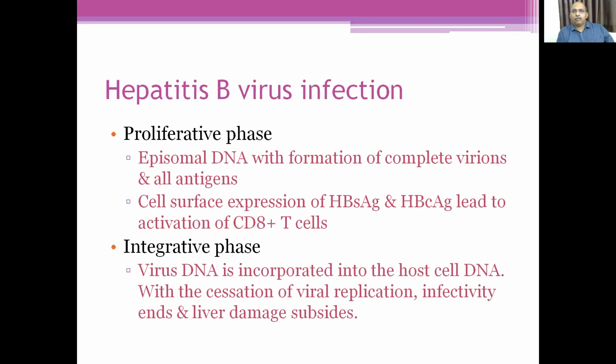And then hepatitis B virus infection. So the proliferation phase: episomal DNA with the formation of complete virions and all antigens. Cell surface expression of hepatitis B surface antigen and hepatitis B core antigen leads to activation of CD8 T cells. I told you these activated CD8 T cells in turn damage the liver, not the virus. The virus causes a little damage, but our own activated CD8 cells will cause more damage to the liver.